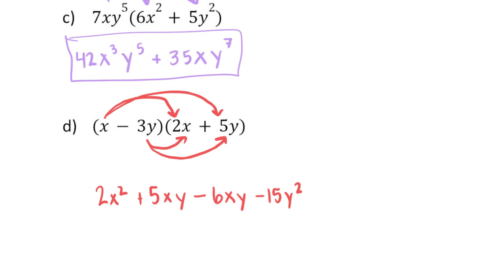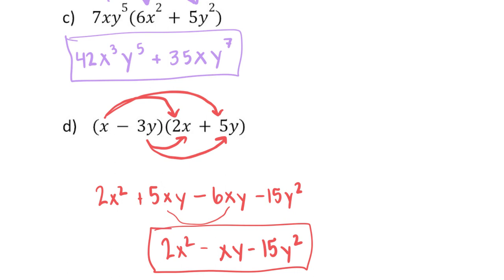Okay, once we distribute, we're pretty much done. The only thing is we want to look to see if there's any common terms that can be combined. In this case, we can combine the middle terms. So we've got here 2x squared minus xy minus 15y squared. So there we go. Now the bulk of what this test is going to be is actually taking this and going backwards. So being able to factor the polynomial. So let's look at question 3. That's going to be all of our different factoring questions.